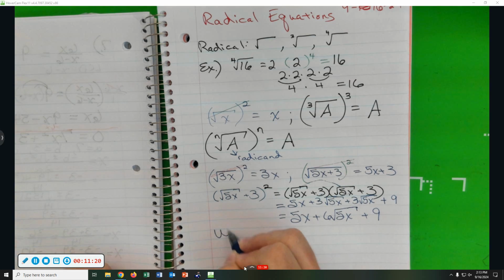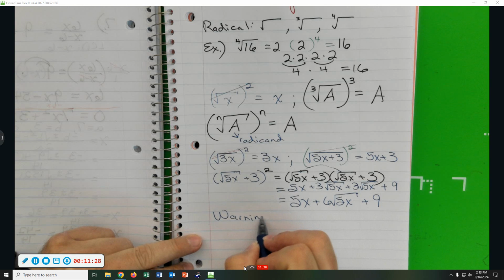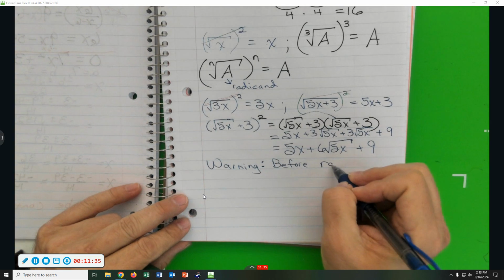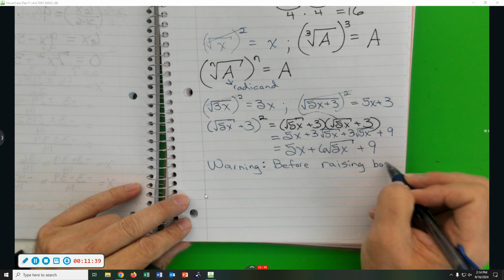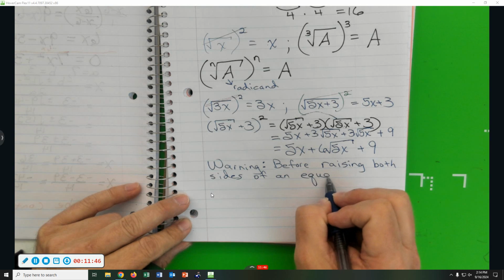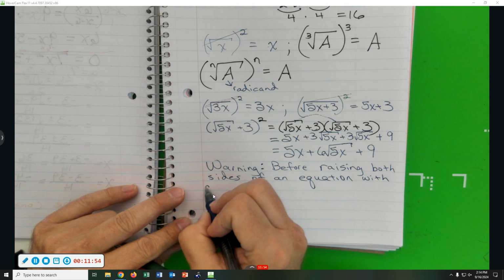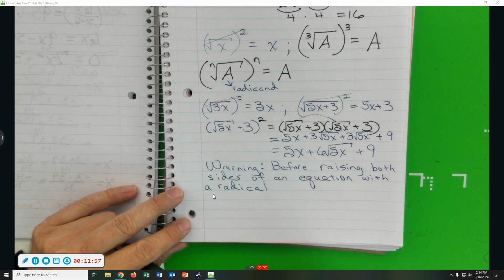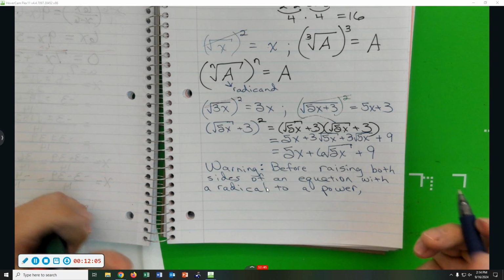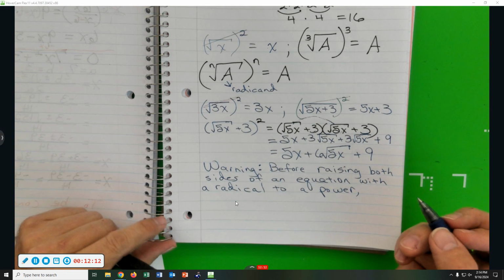So I'm going to make a warning. Put all of that mess away. Warning. Before raising both sides of an equation with a radical to a power, you must first isolate a radical term. There may be more than one radical term, but you have to get one of those radical terms by itself.